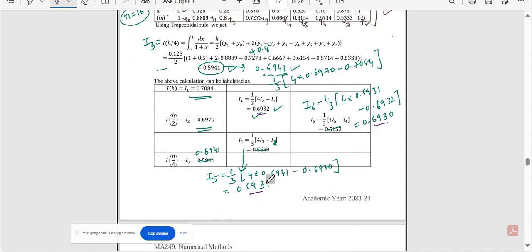Yes, sir. So the final answer will be the required value of the integration from 0 to 1 of 1 upon 1 plus x. What is your final answer?